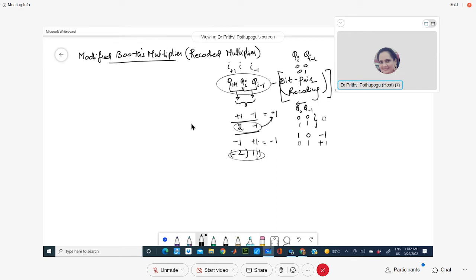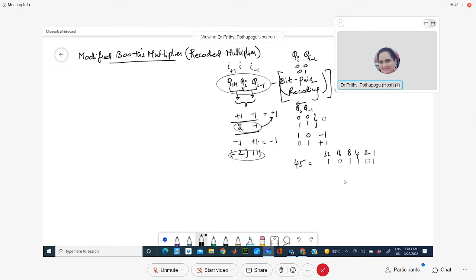Let me take an example, say plus 14. 1, 2, 4, 8. What is 14? 14 is too small, let me take a bigger value, say 45. 45, 1, 2, 4, 8, 16, 32. So what is 45 now? 1 0 1 1 0 1.